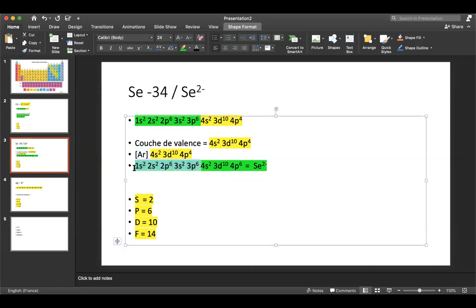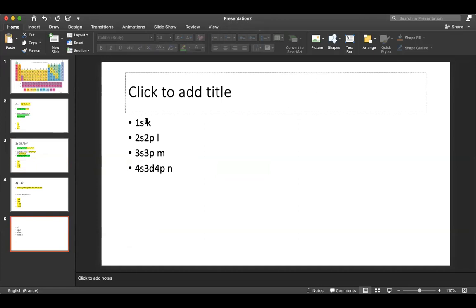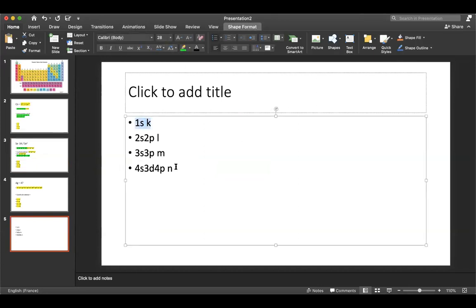So now the question you're supposed to ask yourself is, which one is our couche de valence? So I said with time, you will be able to know that this is our couche de valence. You're going to be using the same principle of this guy, the Klechkowski construction. Now, for the 5th shell, it will be the same: 5s, then you go to 4d.